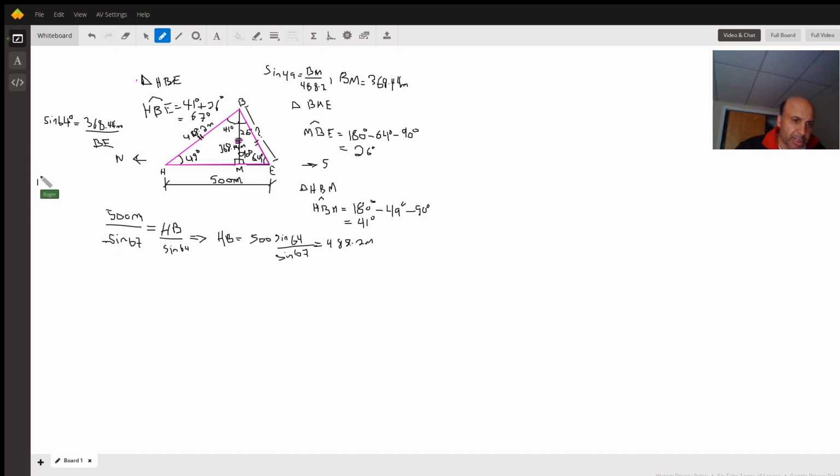If we rearrange this, BE is going to equal 368.4 meters divided by sine 64. If you calculate this, the answer is going to be 409.94 meters. And this is your final answer for BE.